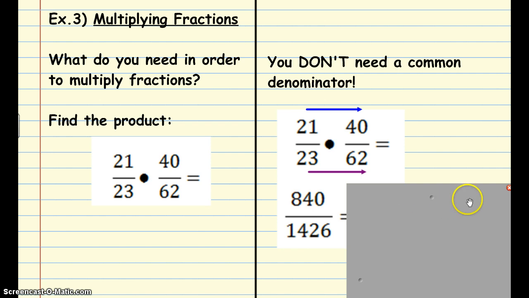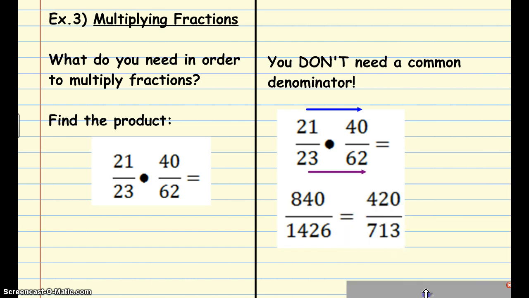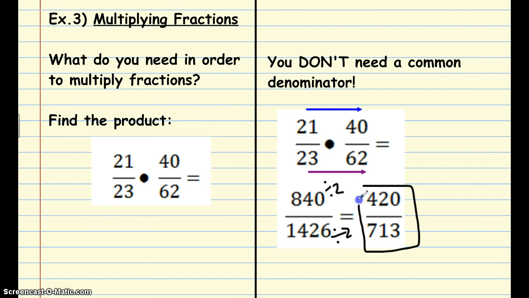And as with anything else, we want to simplify this and ask ourselves, is there anything that we can divide both numbers by? I know that 840 and 1426 are both even numbers, so I'm going to divide them each by 2. And when we do that, we get 420 over 713. There isn't any other way to simplify these two, so 420 over 713 is our final answer.